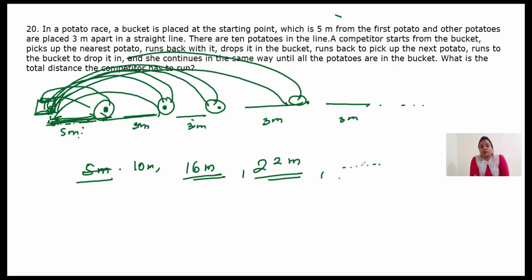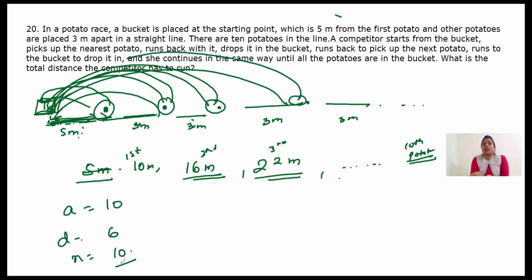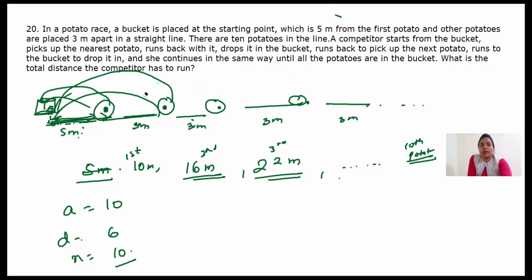So how many times will he have to run? This is the first potato, this is the second potato, this is the third potato. It will go on till the 10th potato. So clearly this is forming an AP where a is 10, d is 16 minus 10, that is 6, and n is given as 10. We have to find the total distance the competitor has to run. So total distance means we can add all the distances that he has to cover while bringing 10 potatoes to the bucket. So we simply have to find S10.